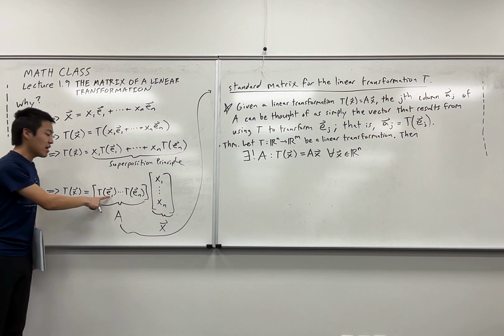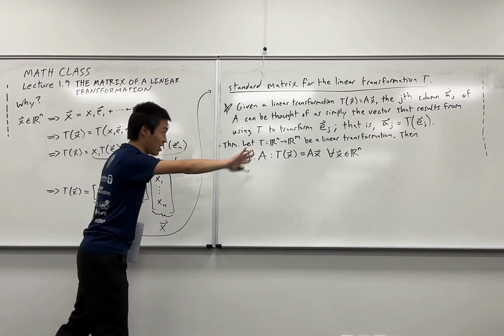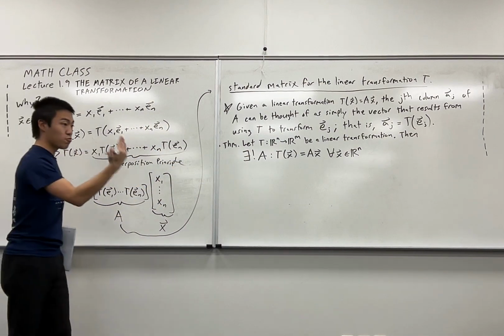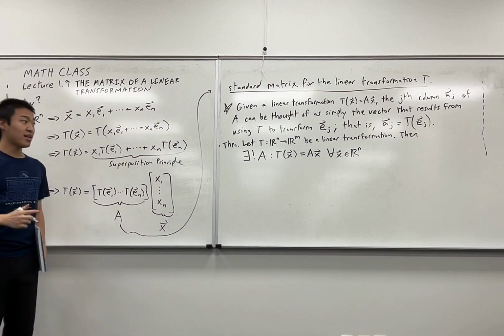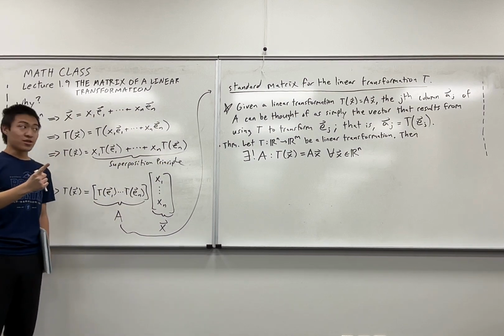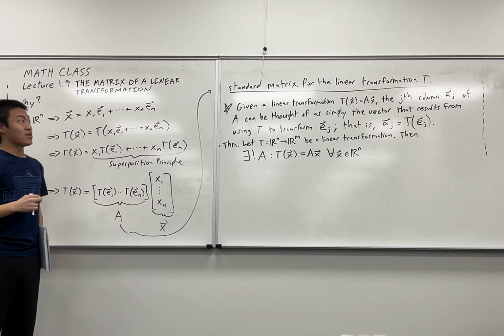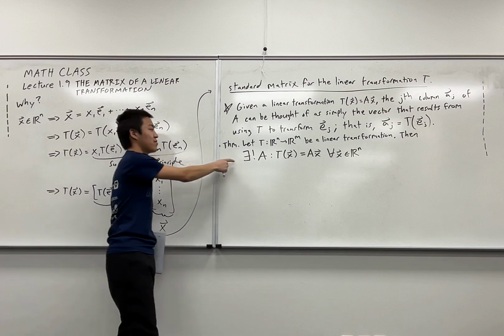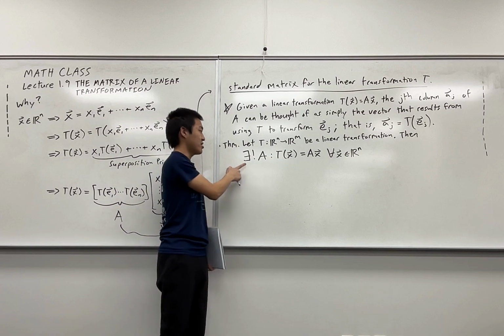So when you take your E1 through En and you transform it under your linear transformation to spit out those columns that form that matrix A, that's going to be a unique matrix, and there's only one matrix that's going to describe that transformation like that. Does that make sense? Okay, so this is a statement of uniqueness. So let's read this together.